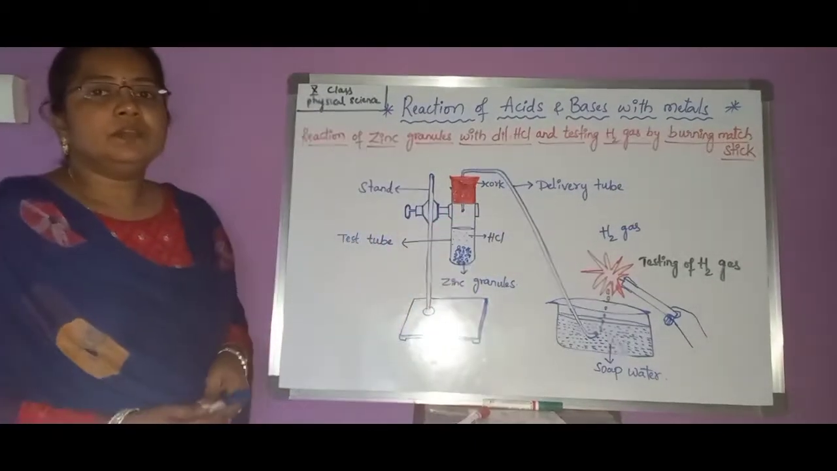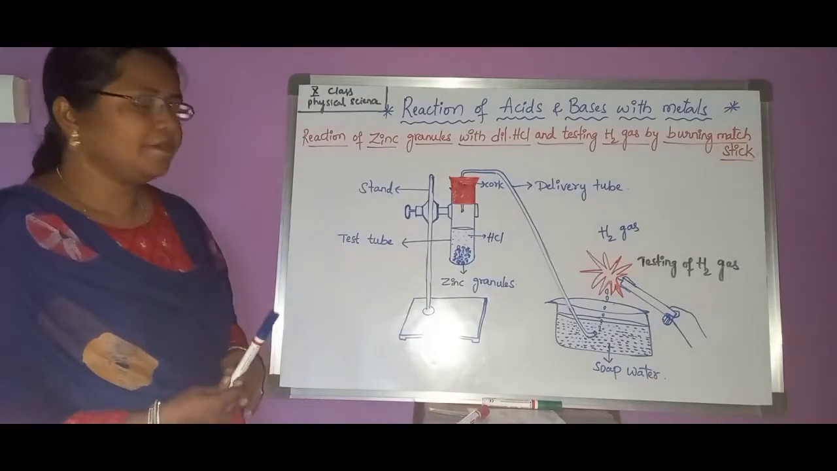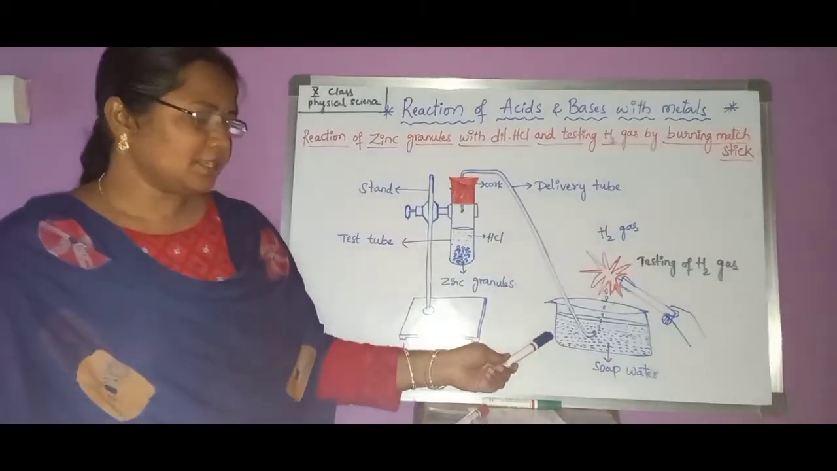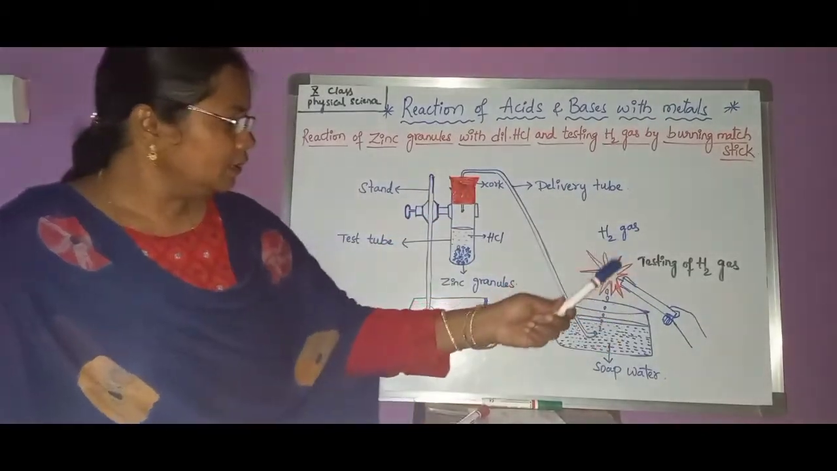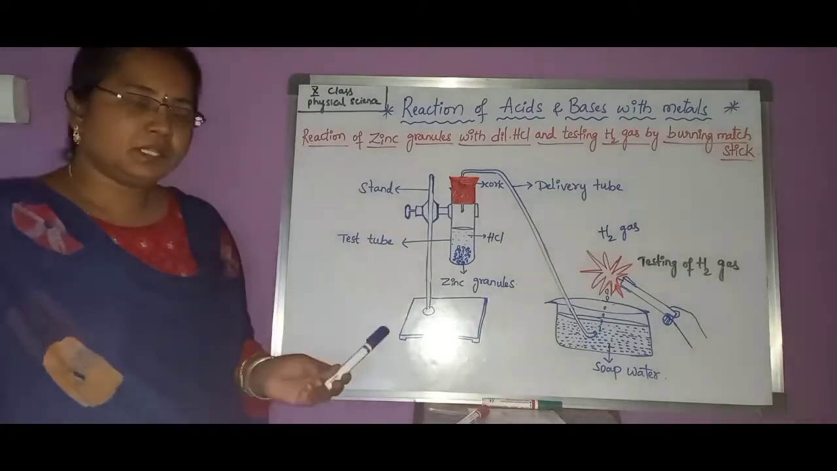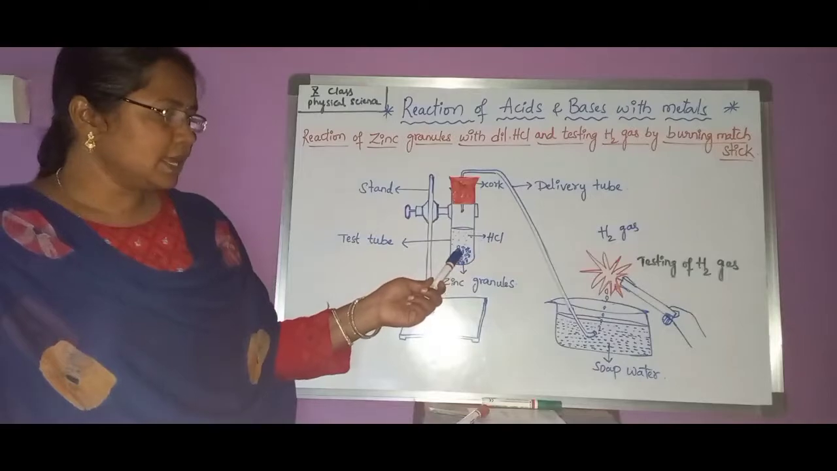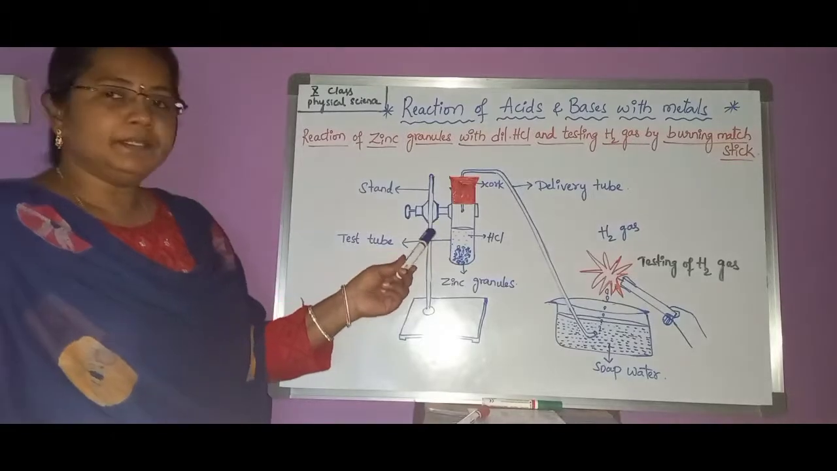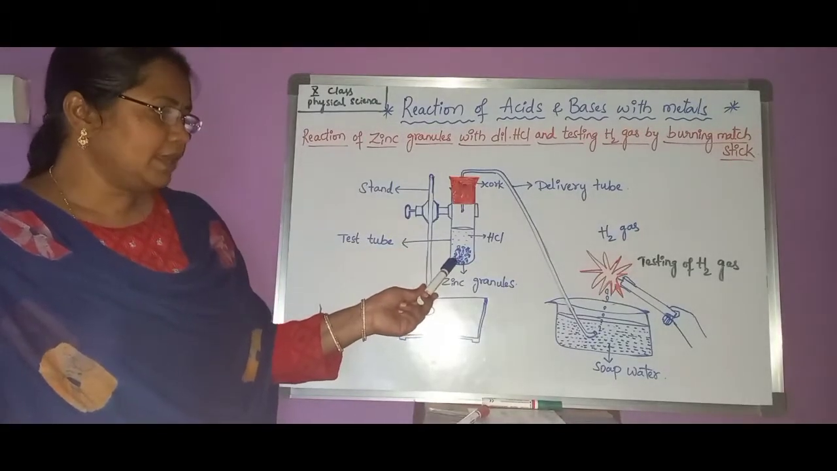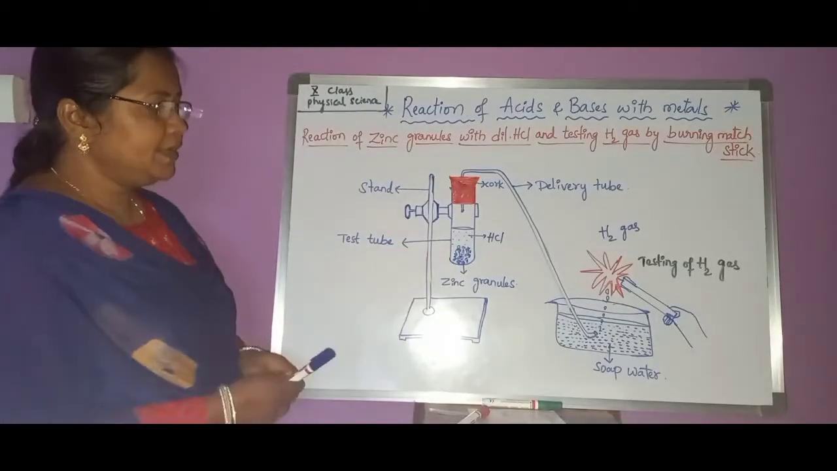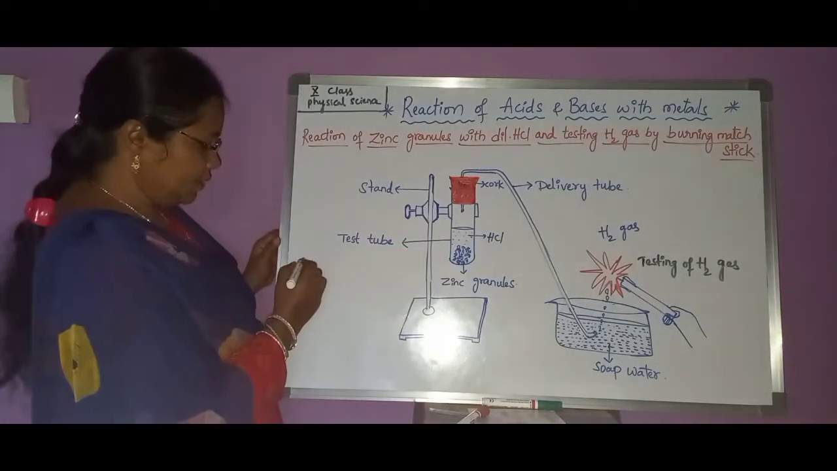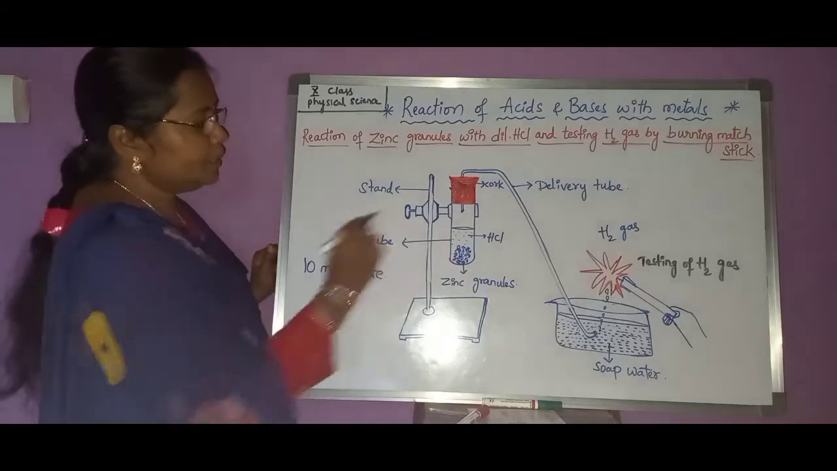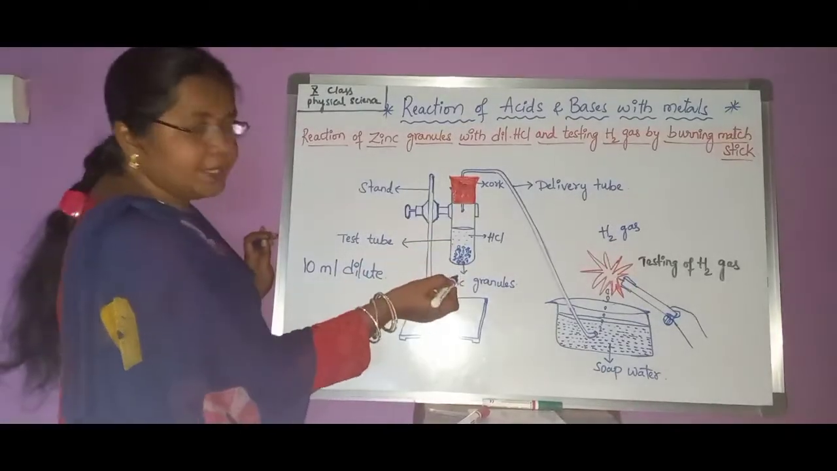So in this activity, we need to take some materials. Our required materials are the test tube, the iron stand, the delivery tube, the glass trough and a lighted candle. The chemicals required are dilute hydrochloric acid and zinc granules. First we need to take a test tube, take a few granules of zinc in this test tube and add about 10 ml of dilute HCl. And we have also added zinc granules.